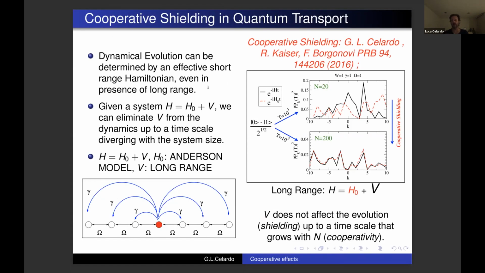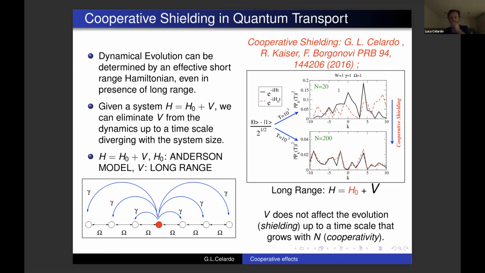And in particular, if the range of the interaction is independent of the distance, then you can simply eliminate the long-range interaction from your dynamics, and the dynamics without long-range interaction is identical to the dynamics with long-range interaction, up to a time scale which diverges with the system size. To show this, we studied several systems, but this is just a 1D chain Anderson model. There is a nearest neighbor hopping and there is disorder. On top of it, there is also this long-range, distance-independent hopping, for instance.